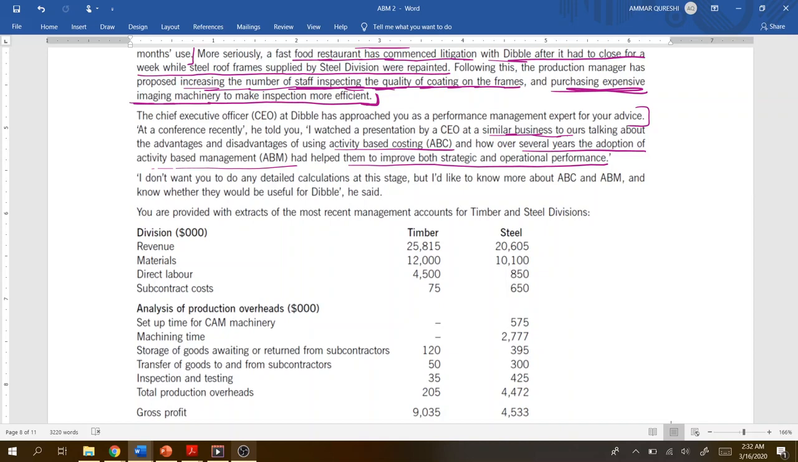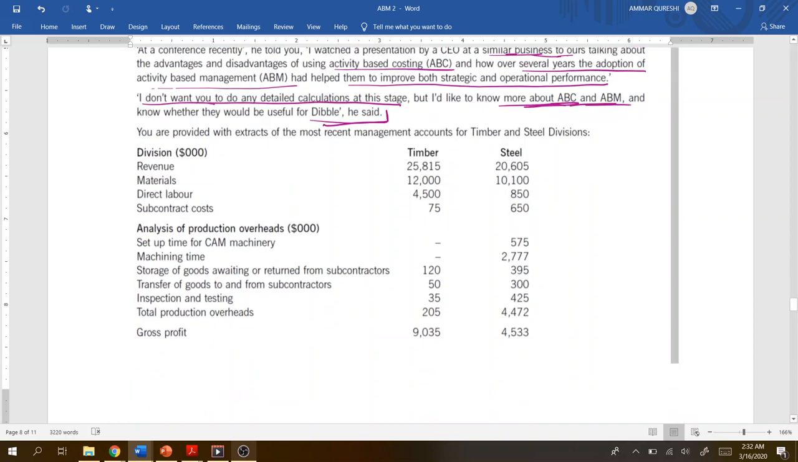All right. Now, I don't want you to do any detailed calculations at this stage, but I would like to know more about activity-based costing and activity-based management and know whether they would be useful for the company. So they don't want any detailed calculation, but they want to know whether activity-based costing and activity-based management can be useful and helpful for this division, for their company, right?